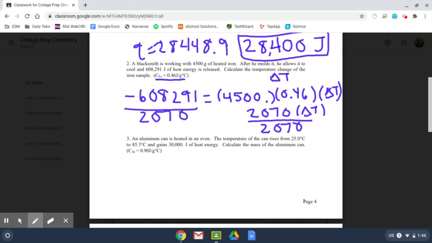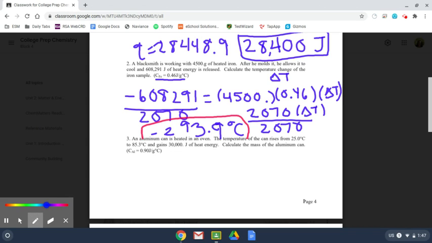608,291 divided by 2070. Now let's talk sig figs. Looks like we've got 4 in the first, because we're not going to take them from our specific heat, that's a given there. So we want 4 sig figs, which would be 293.9 degrees Celsius. And you could say negative because it's T final minus T initial. So that just means 293.9 degrees Celsius is given off. And I'm sorry, this is not the best stylus, but it's going to do for today.